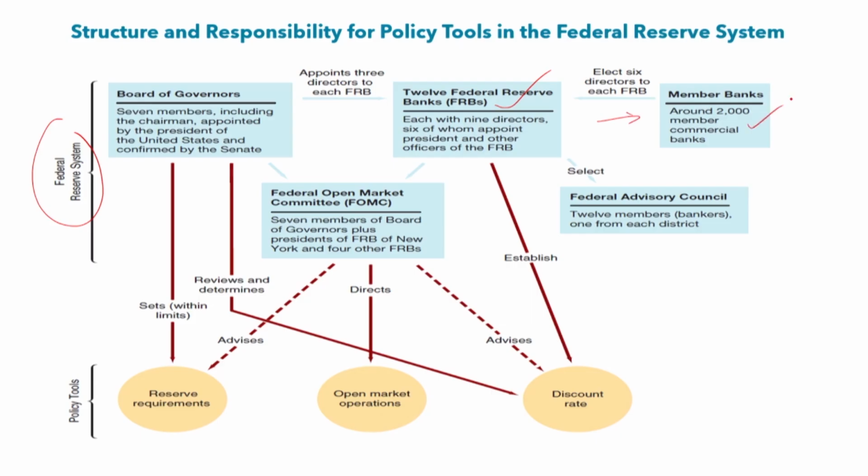So there are more than 2000 member commercial banks, and there are also members from the general public as well. You can see 12 members, bankers. There is the Federal Advisory Committee, and the policy tools are reserve requirement and discount rate, but open market operation is the main tool, and this is mainly directed by the Open Market Committee. They direct the open market operation to influence the liquidity within the banking system.